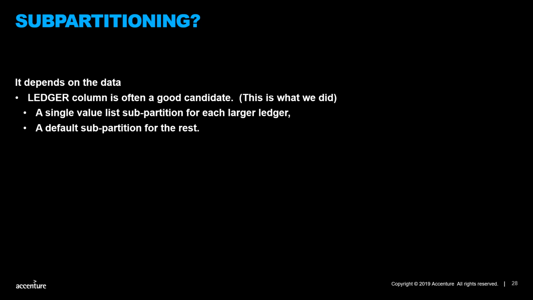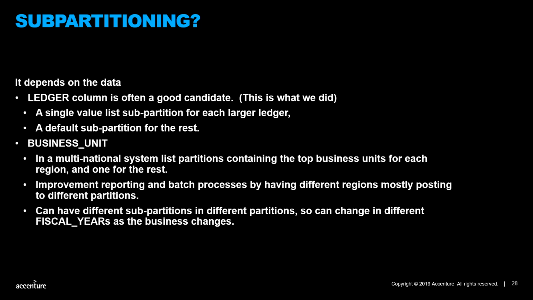At other places I've taken other decisions. I've once partitioned by business unit. It was a multinational system, and they had 6 sets of regional processing that ran at different times of the day, and 6 sets of regional reporting that ran at different times of the day. So we created a list partition for the top business units in each region and a default partition for the rest. And that meant that financial batches that were updating the ledger in one region didn't bash into reporting processes that were running in another partition. So partitioning kept the processing away, so we avoided read consistency.